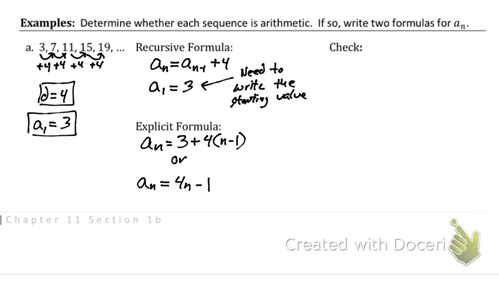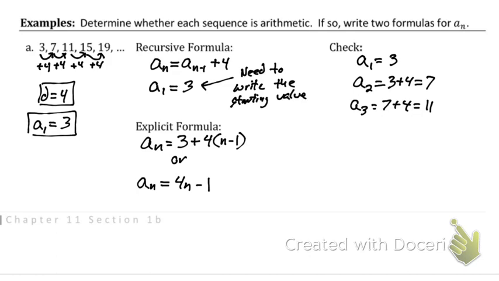You should at the very least check mentally to make sure these formulas make sense. So that's why I have a little check on this one. So to check it, for my recursive formula, my a sub 1 is 3. My a sub 2 is the term before plus 4. So that'd be 3 plus 4, which equals 7. Yeah, that's what it should be. My third term should be the term before it, plus 4, which equals 11. And if we keep going, it's always going to work. So that checks out just fine.